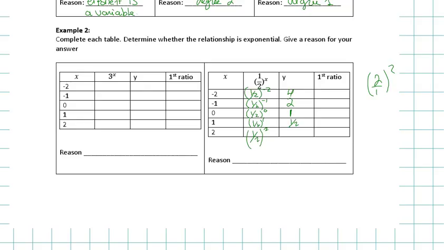So you have 1/2 to the power of 2. 1 to the power of 2, that's 1. 2 to the power of 2, that's 4. We're doing power, not multiplication.